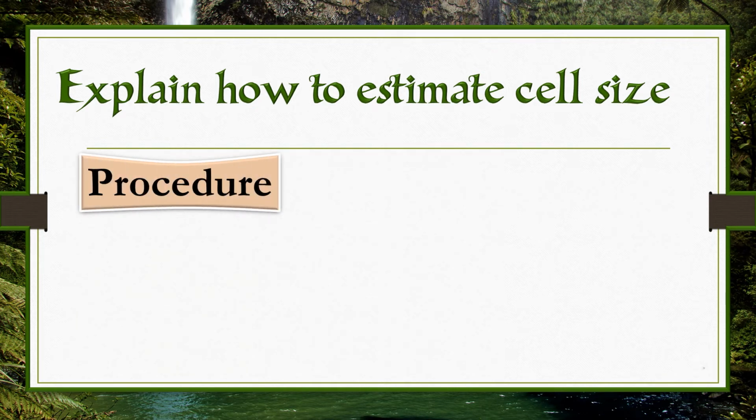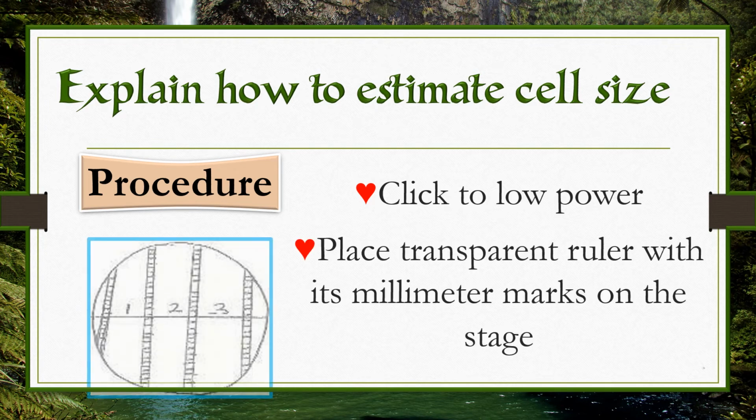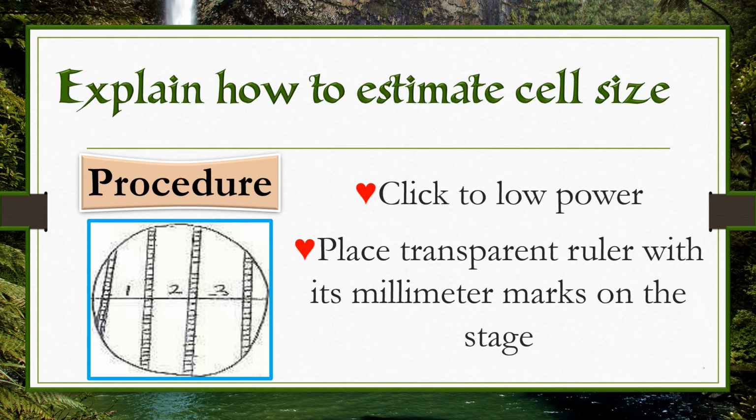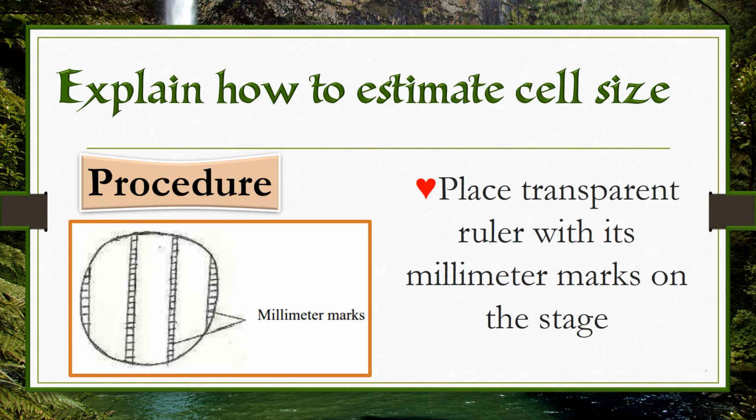The procedure. Click to low power. Then place the transparent ruler with its millimeter marks on the stage, as shown in the diagram.